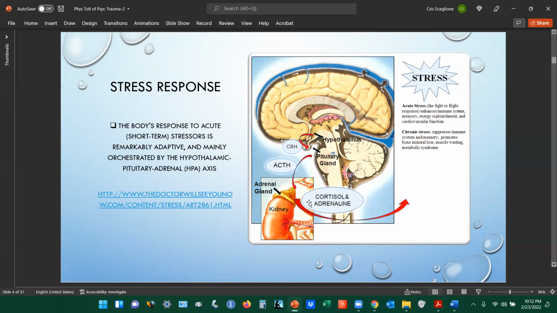There are documented remarkable feats of strength that occur in response to stress, such as a mother being able to lift a small car like a Volkswagen off of one of her children if they are injured.